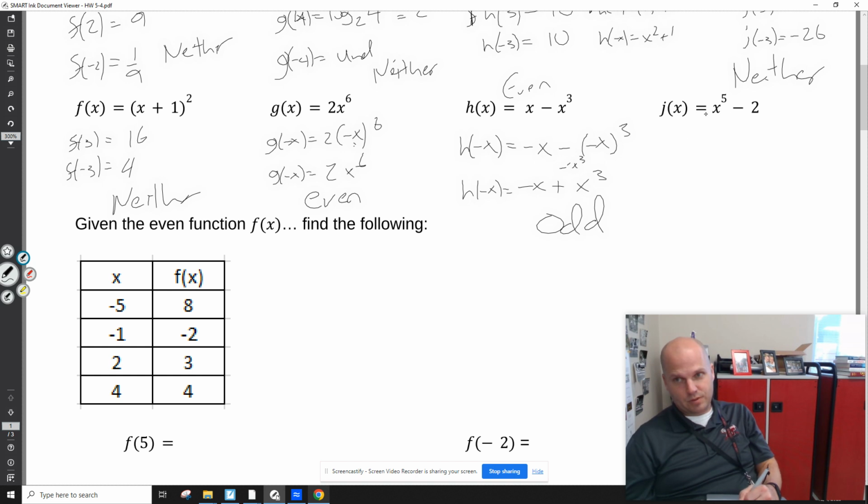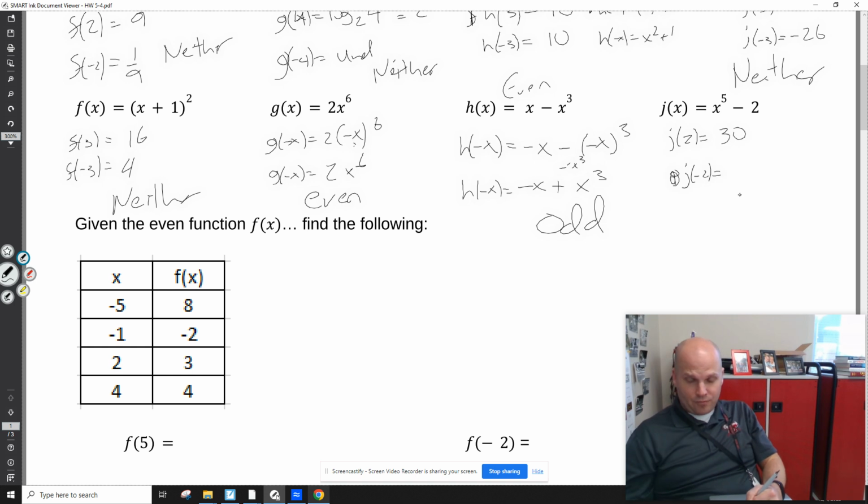It's tough to show odds. We think this is an odd function. We shift it down. It's not. Easiest way, 2, 4, 8, 16, 32. Minus 2 is 30. If I plug in negative 2, it's negative 32 minus 2 is negative 34. Neither.